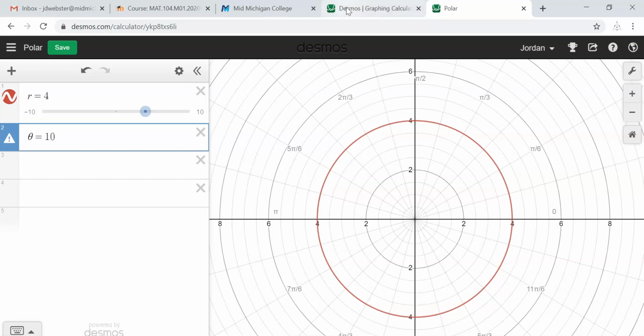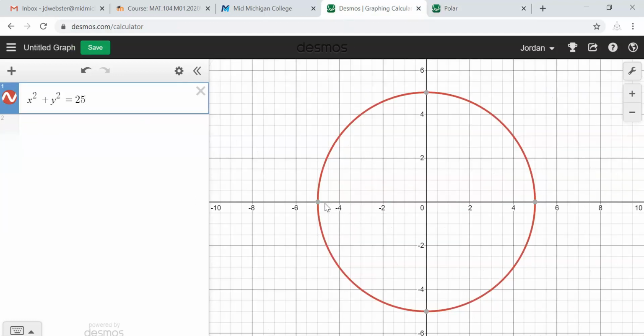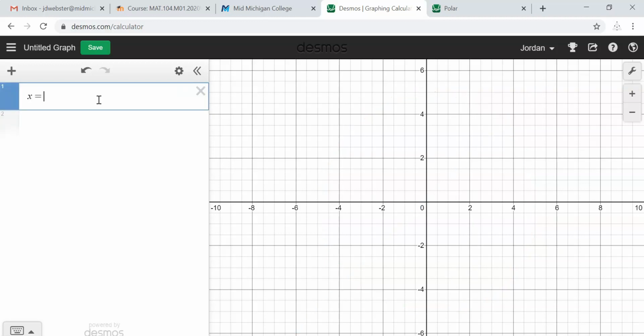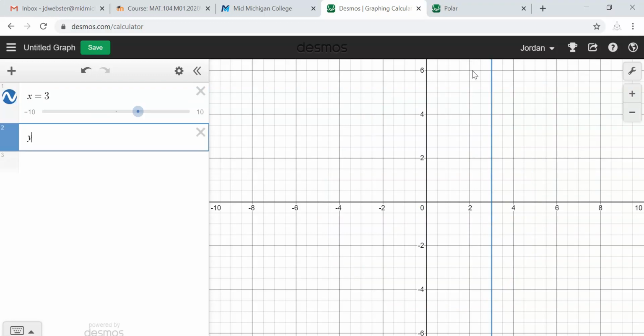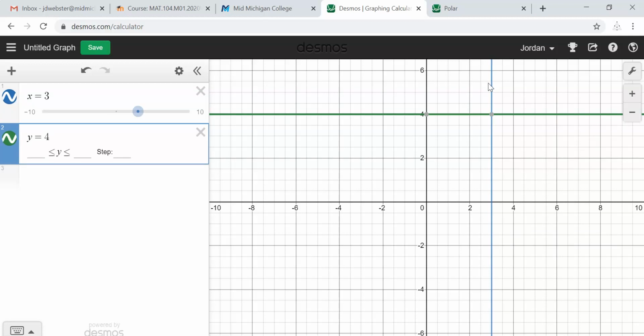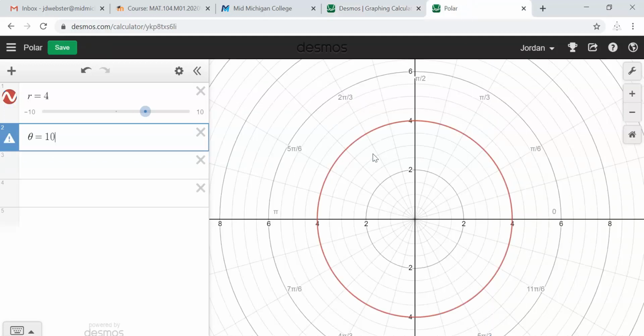Just like when we have x equals a number, and y equals a number on the rectangular grid. Let me write that down. X equals, let's say 3, is a vertical line. And y equals 4 is a horizontal line. So notice our grid is a bunch of vertical and horizontal lines. Same thing, r equals 4, circles, theta equals a number, lines through the origin. So our grid is a bunch of lines through the origin and circles because of that.